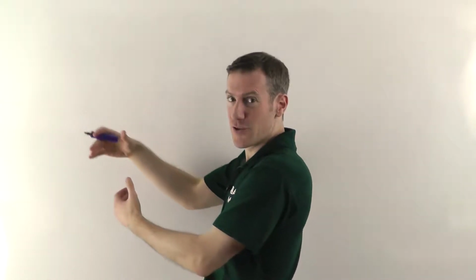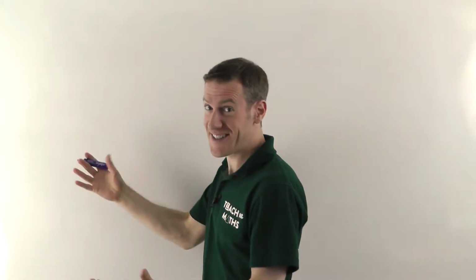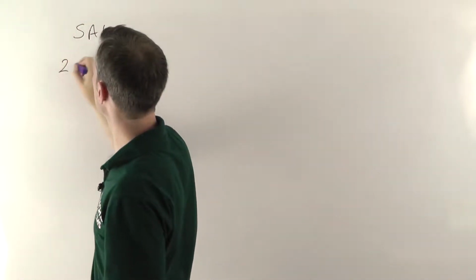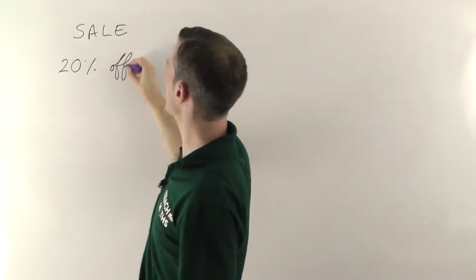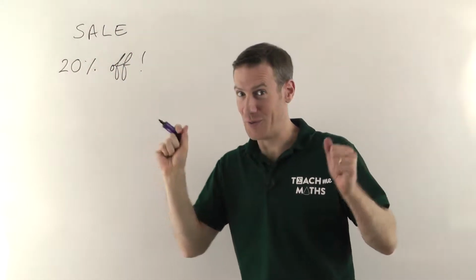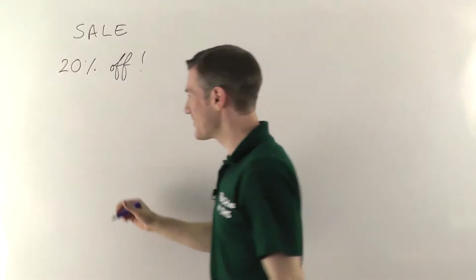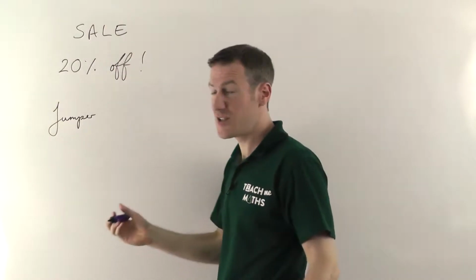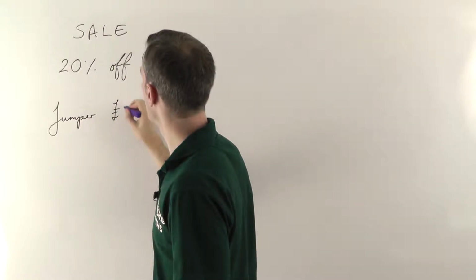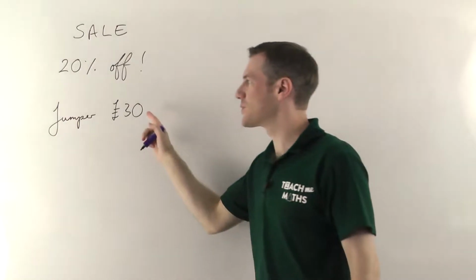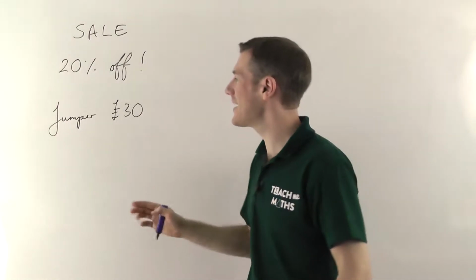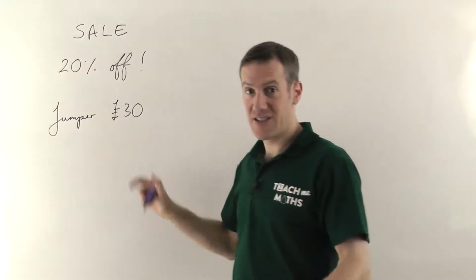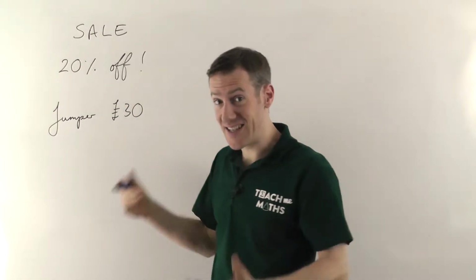So imagine you've gone to a shop, you want to buy some clothes, and there's a sale on. And they're offering 20% off everything. Woohoo! And there's a jumper that you're interested in buying, and this jumper costs £30, let's say. And you want to know how much will you actually have to pay, given that it's 20% off.